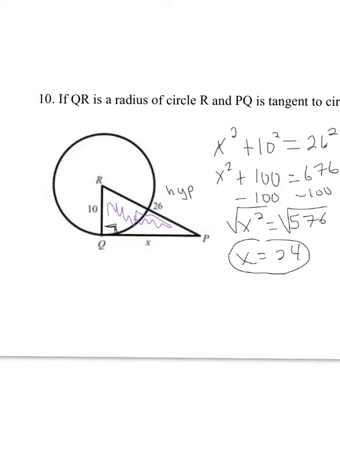So this segment PQ would have to have a length of 24. And that's all based on the fact that PQ was a tangent segment to circle R, which means it's perpendicular, making that right angle to radius RQ.